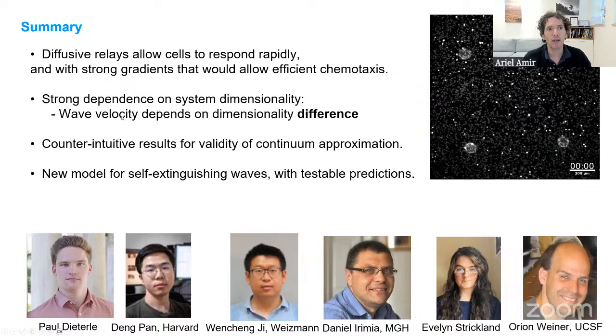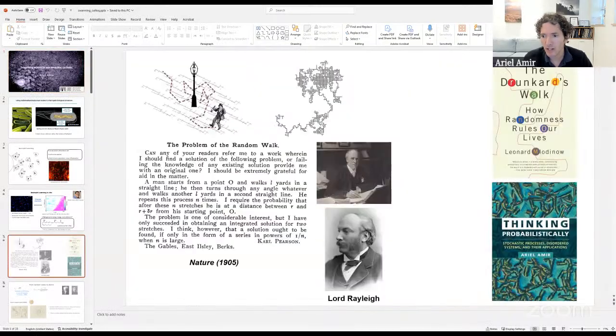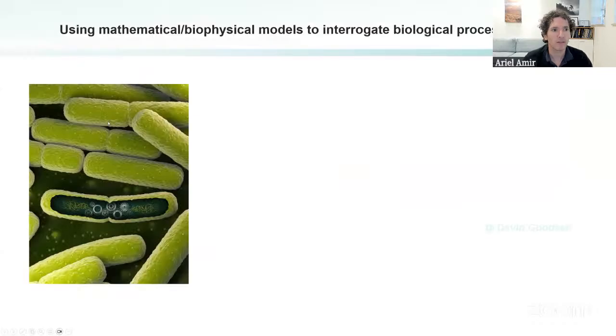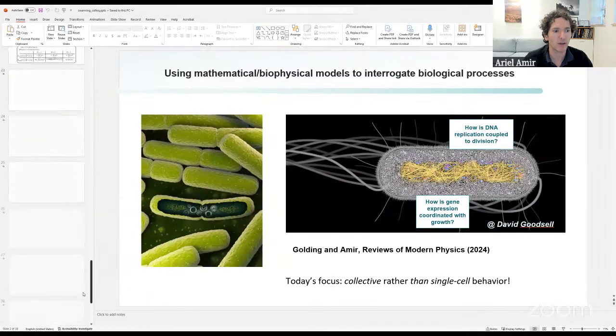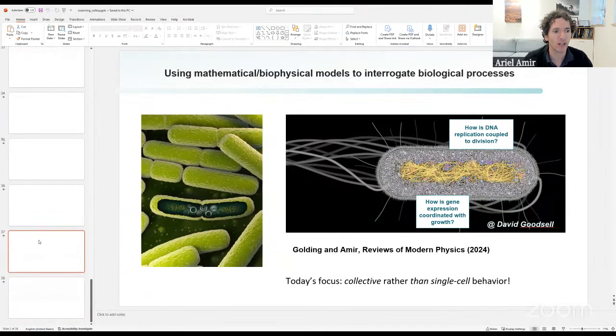So I showed you here that diffusive relays allow cells to respond rapidly, going beyond the limitations of diffusion, and with strong gradients. I didn't talk about it so much, but you can imagine the gradients that cells would see at the front of the wave when the wave reaches them are much larger than the Gaussian Green's function of the diffusion equation predicts.